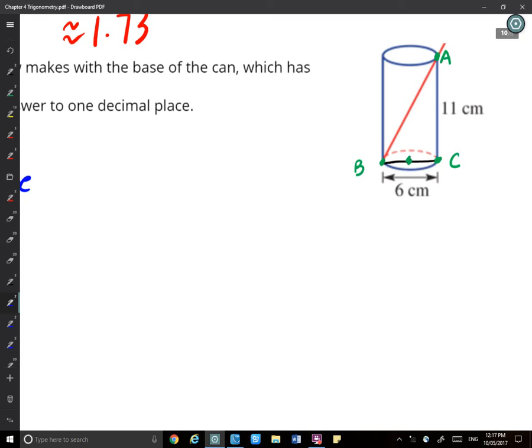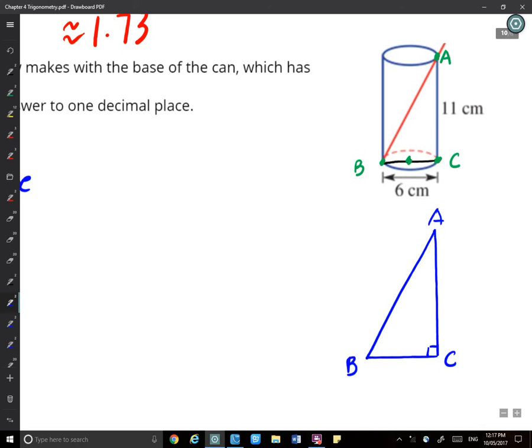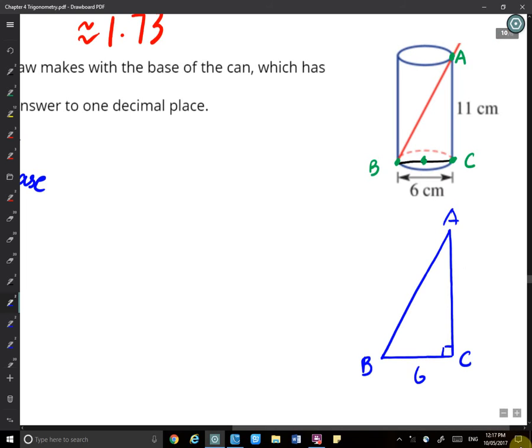Okay, and we can draw this first. We have AC, we have BC as the diameter, and we have AB as the hypotenuse. We have A, B, C. But the most important thing is you know AC is perpendicular to BC. We have diameter of 6 and height of 11.